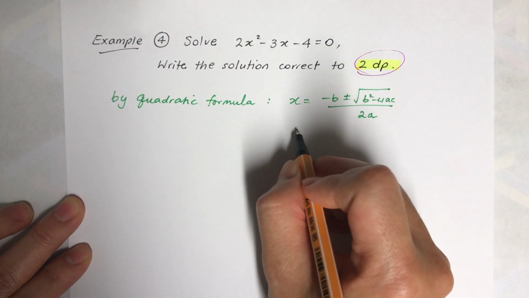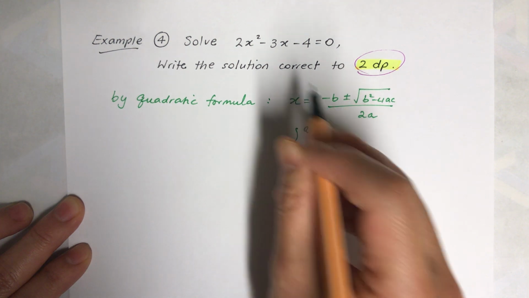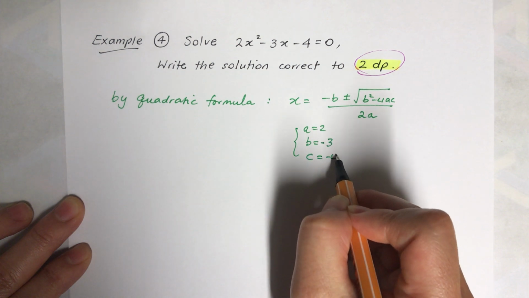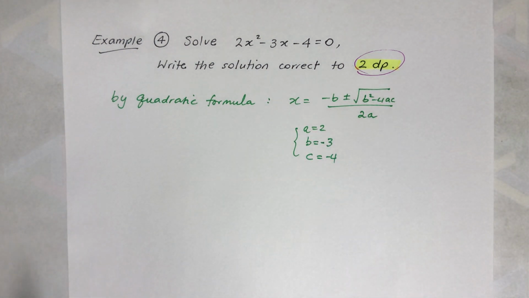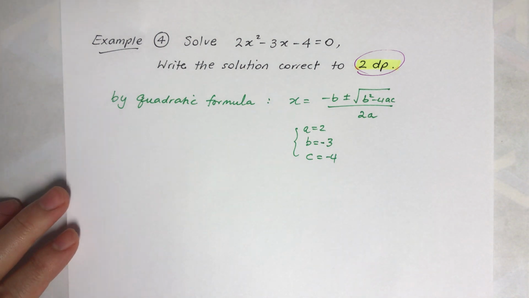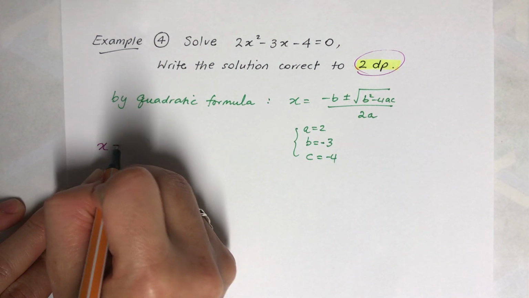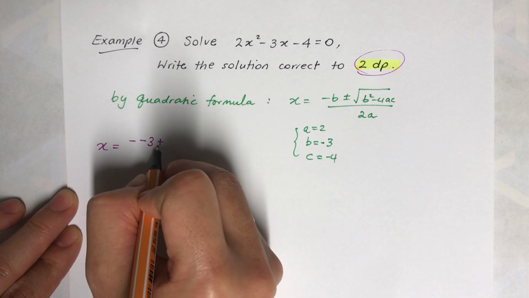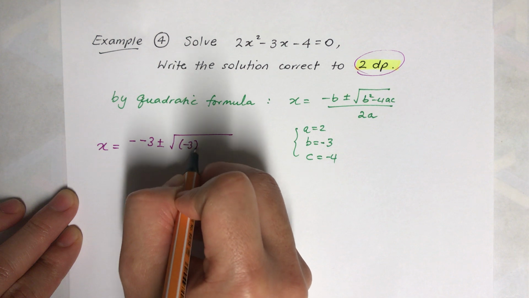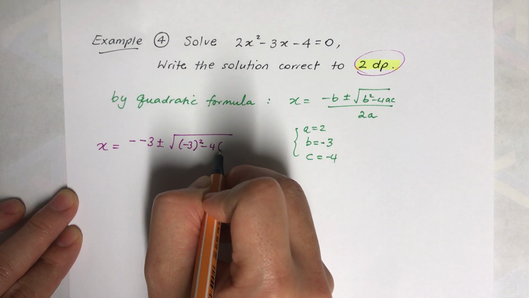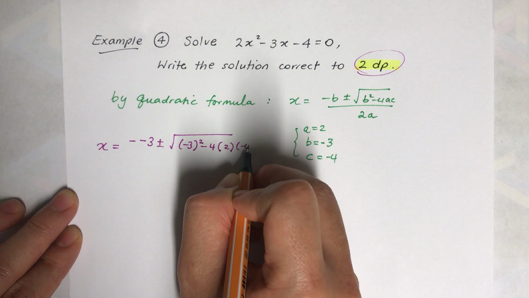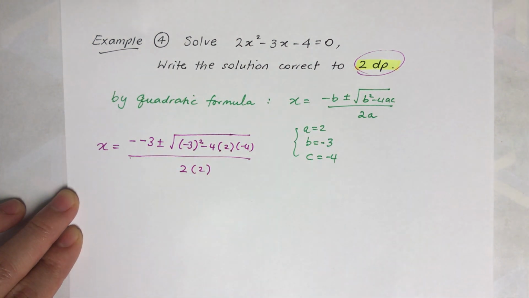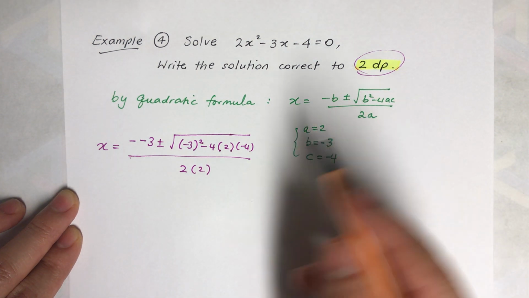So what's a here? You can just write a equals 2, b equals minus 3, c equals minus 4. Okay, so I'm going to put all that in here. X equals minus minus 3 plus minus square root of 3 squared minus 4ac, all over 2 times 2. So I'm just using that with this.